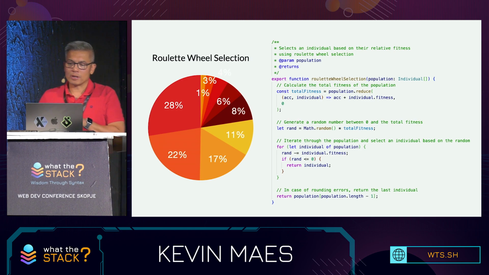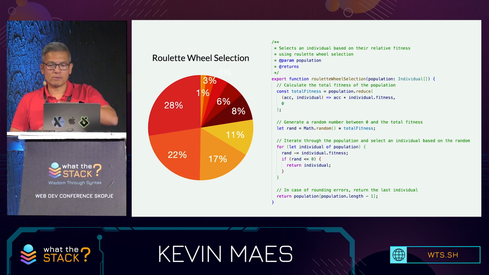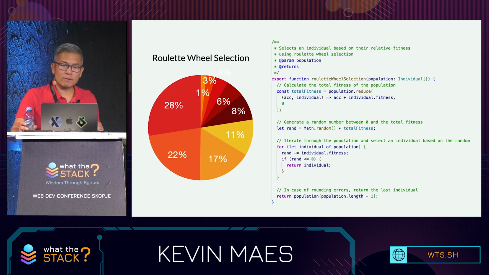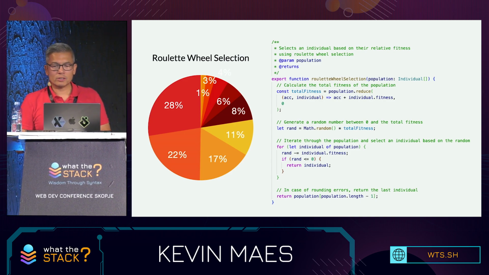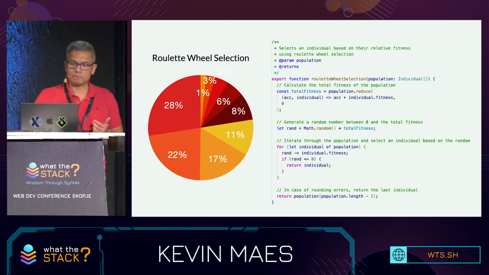In order to pave the way for experimentation, I created a cleaner separation of code between general GA functions and code for this game. For example, this roulette wheel selection function can easily be swapped out for a different selection method.